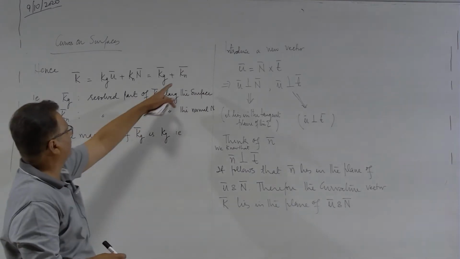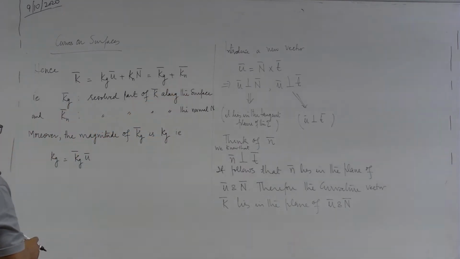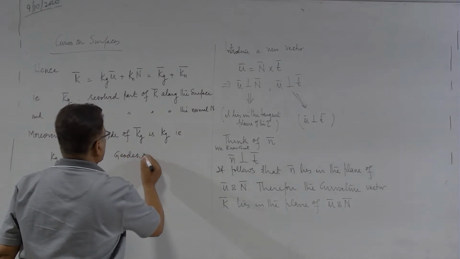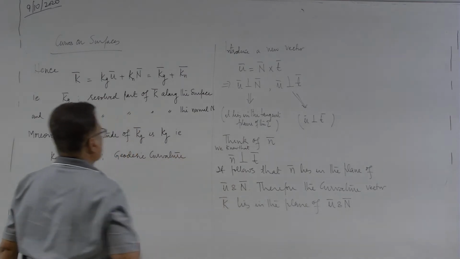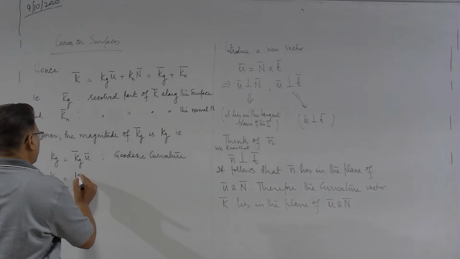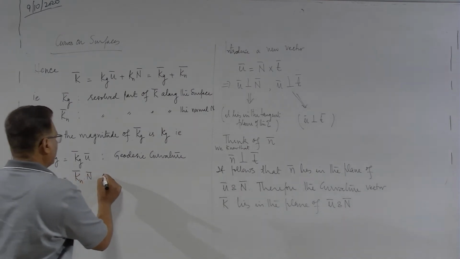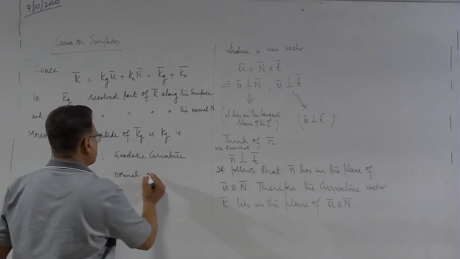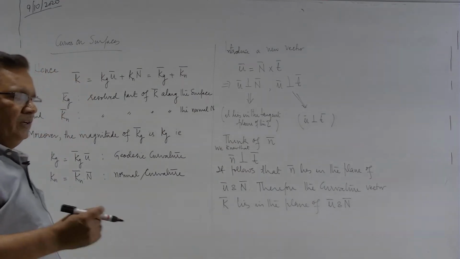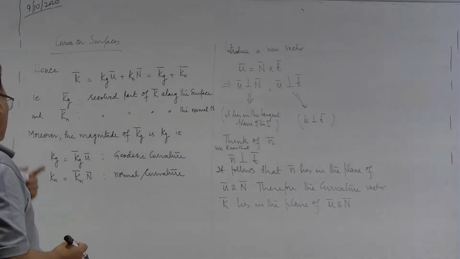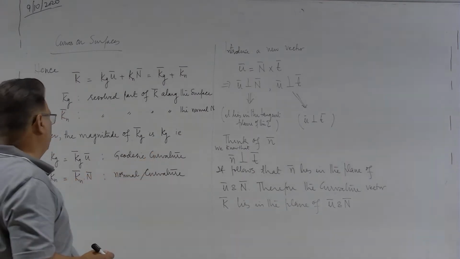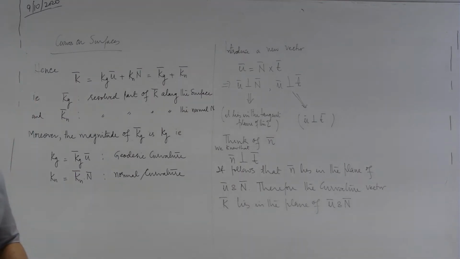And the magnitude of this Kg bar, this I will be calling as geodesic curvature. Okay. And Kn, the magnitude of the normal curvature vector will be Kn bar dot N, and this I will call as the normal curvature. So, the curvature vector has got two components, one along N, one along U. So, the component of the curvature vector along N is called the normal curvature, and the component of K bar along U is called the geodesic curvature. Okay. So, this is the definition of geodesic curvature and normal curvature.